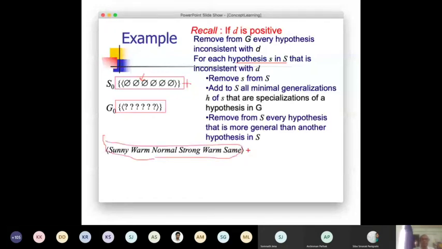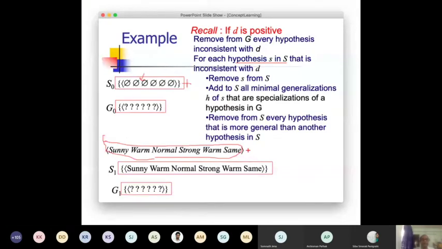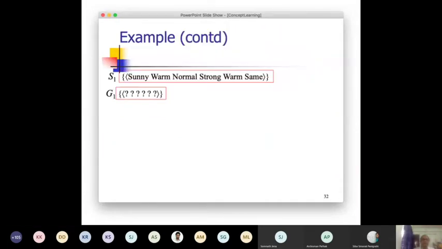That you agree, only this one, right? So this becomes your S1 now, and remove from S every hypothesis that is more general, but that question is not coming here in this case. So that's why your S1 becomes this and your G1 becomes this. Okay, this step is simple to understand. So next, let us consider the next iteration. We will consider the next training example.